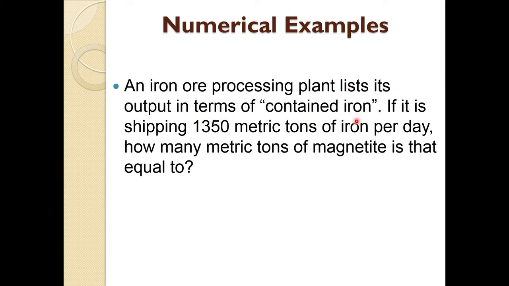The first one tells about an iron ore processing plant that lists its output in terms of content iron. If it is shipping 1350 metric tons of iron per day, how many metric tons of magnetite is that equal to? Many times this sort of problem comes up in the plant, where they talk in some other unit which probably you do not know in a proper way. So how do you convert it in terms of the right unit? So 1350 metric tons of iron in terms of magnetite.